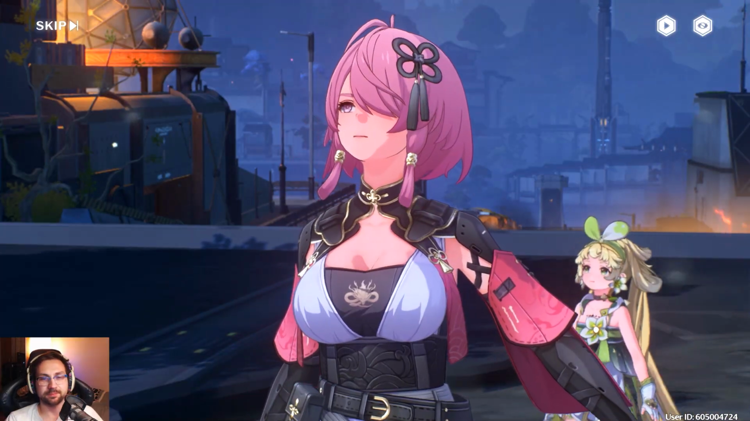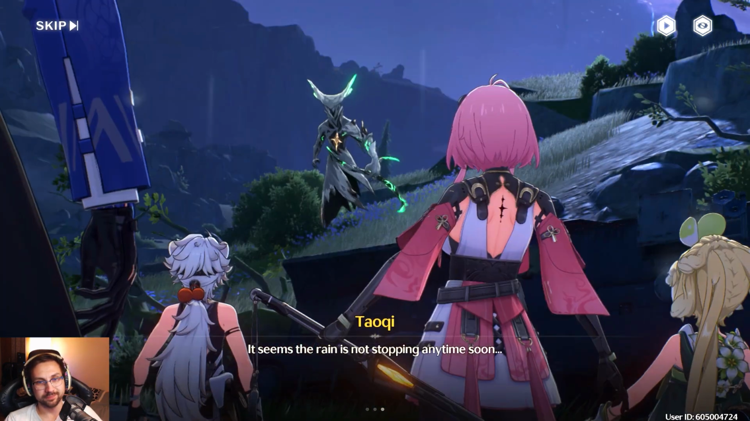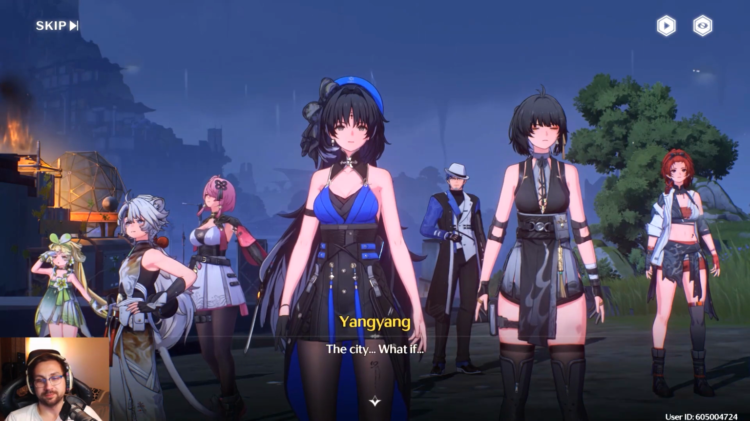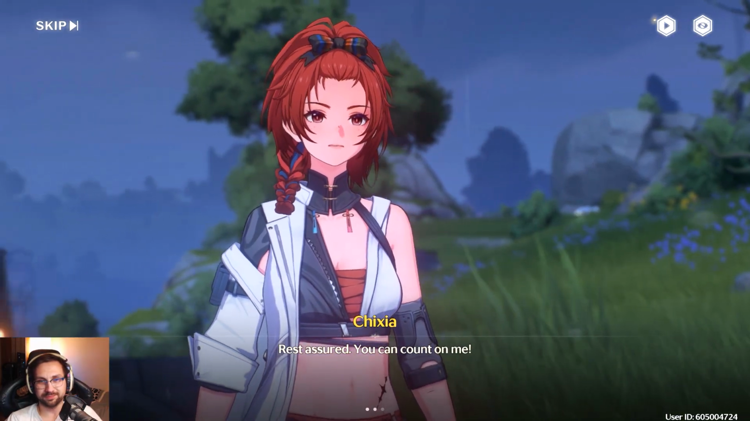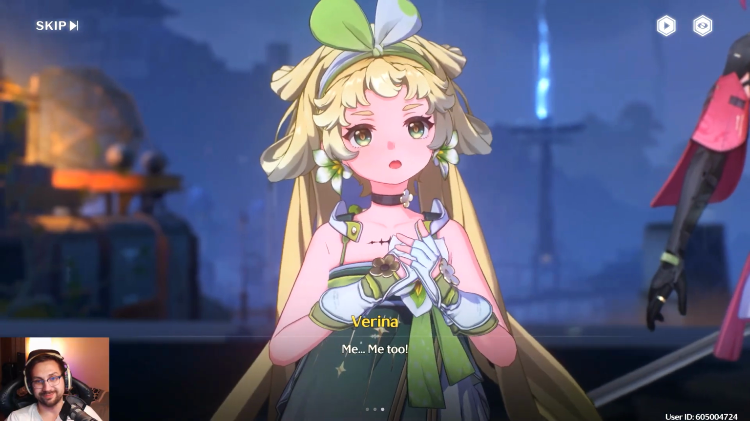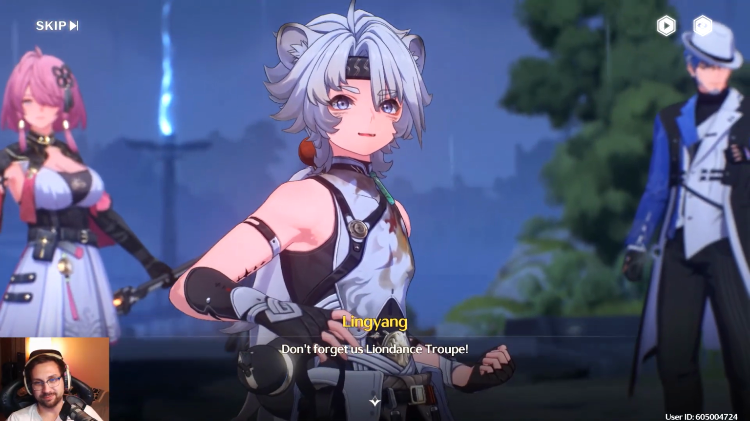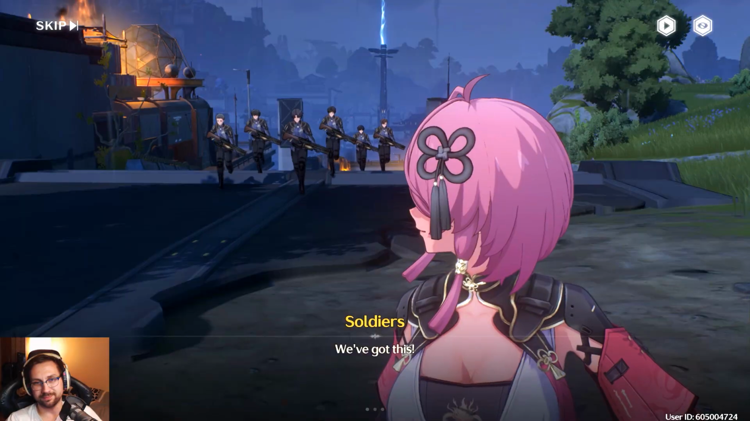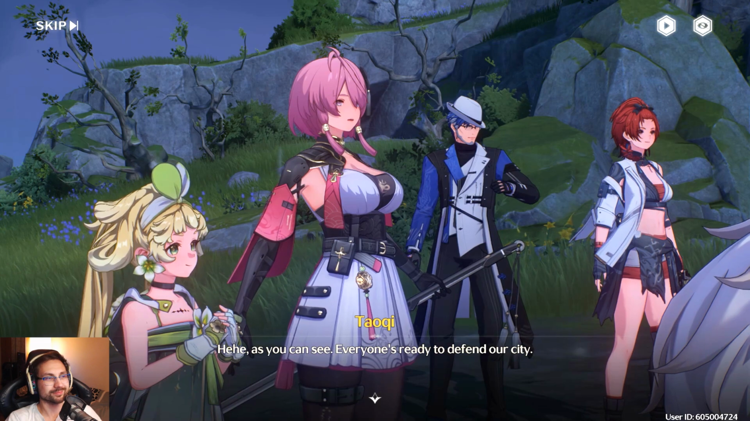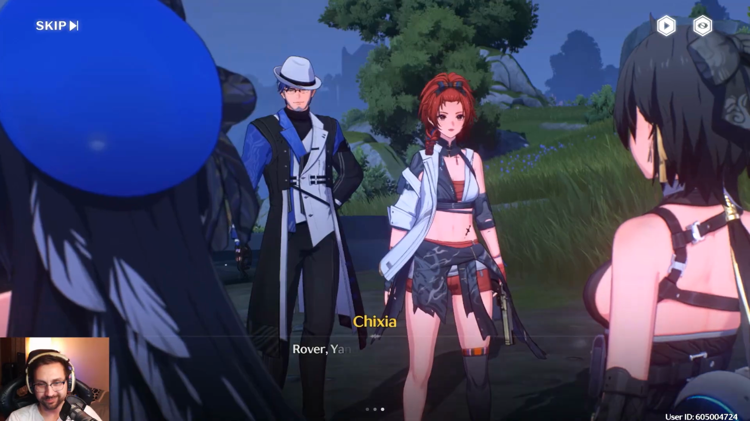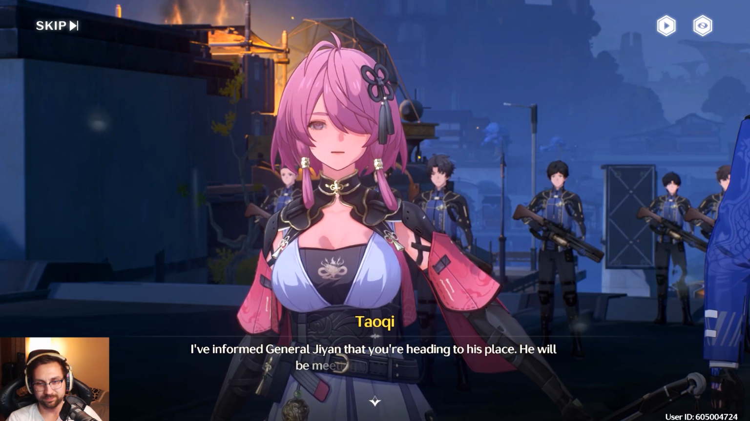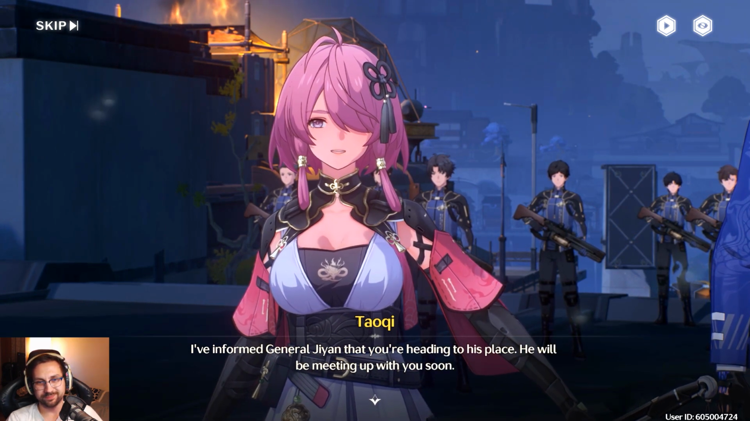It seems the rain is not stopping anytime soon. Rest assured, you can count on me. I will keep everyone safe. Me too. Don't forget us, Lion Dance Troop! We got this! As you can see, everyone's ready to defend our city. Rover, Yang Yang, safe travels. I've informed General Jian that you're heading to his place. He will be meeting up with you soon.